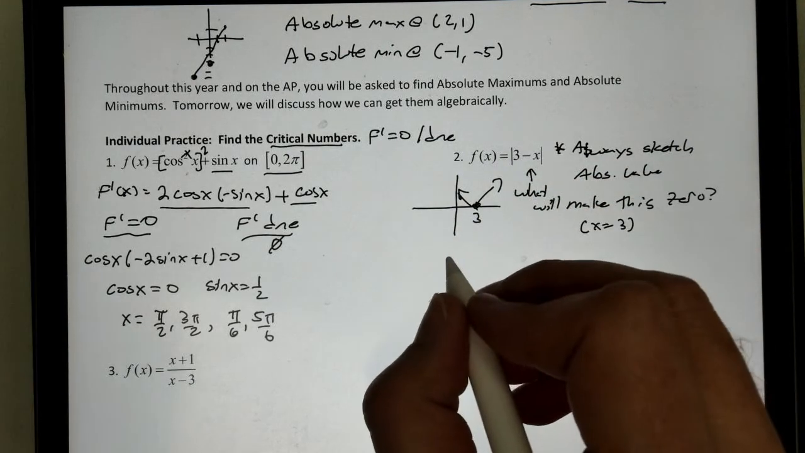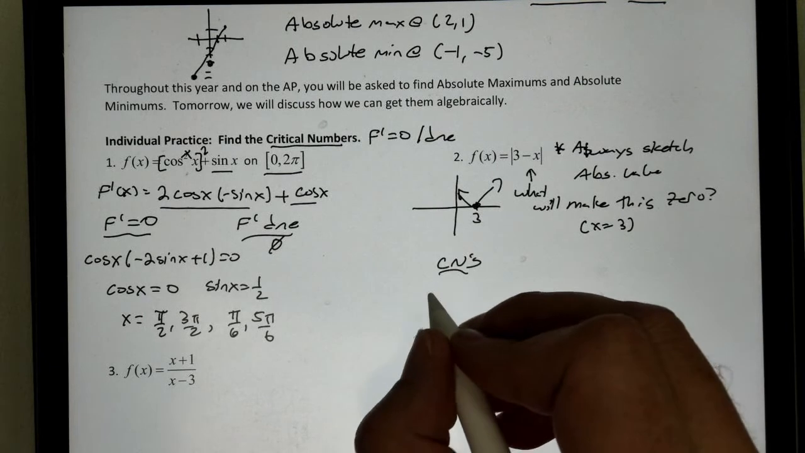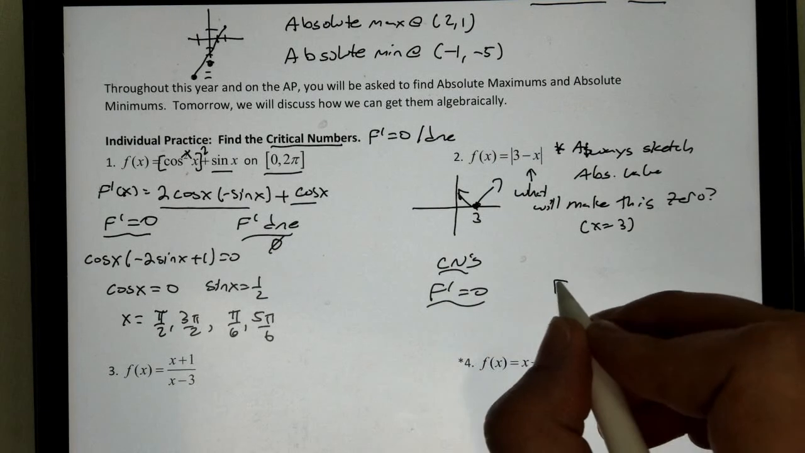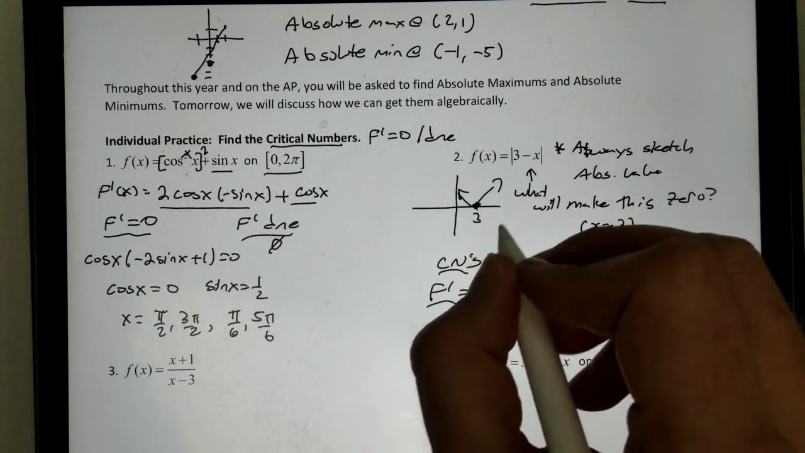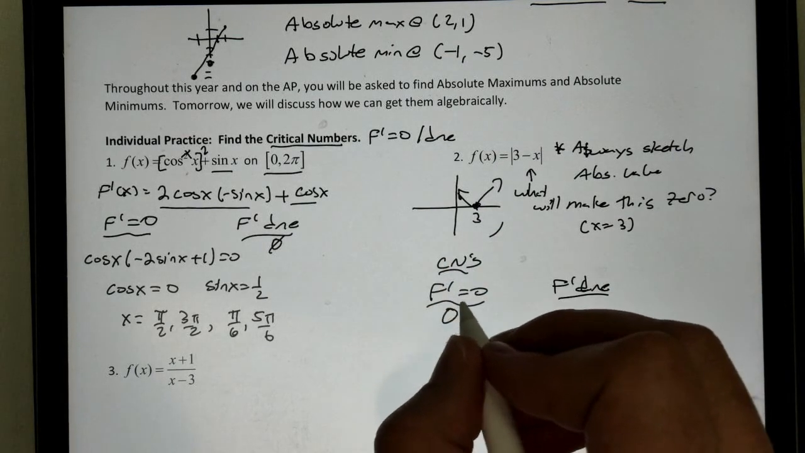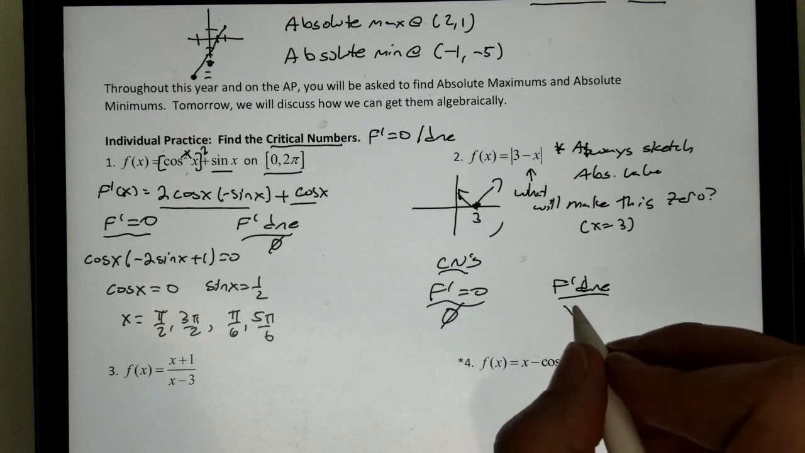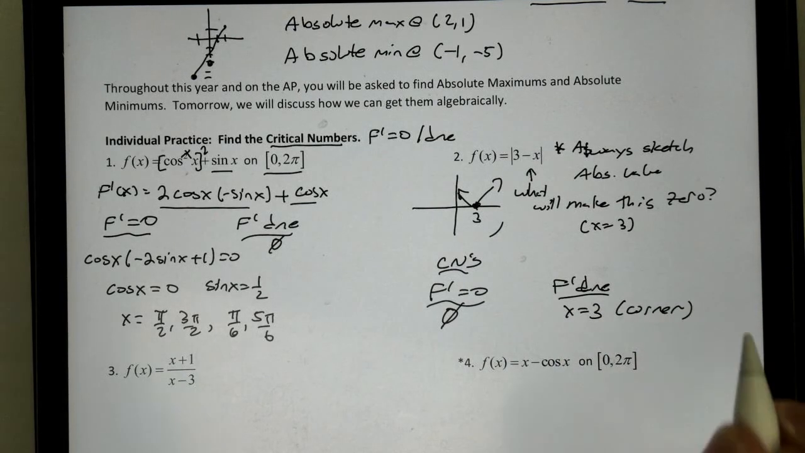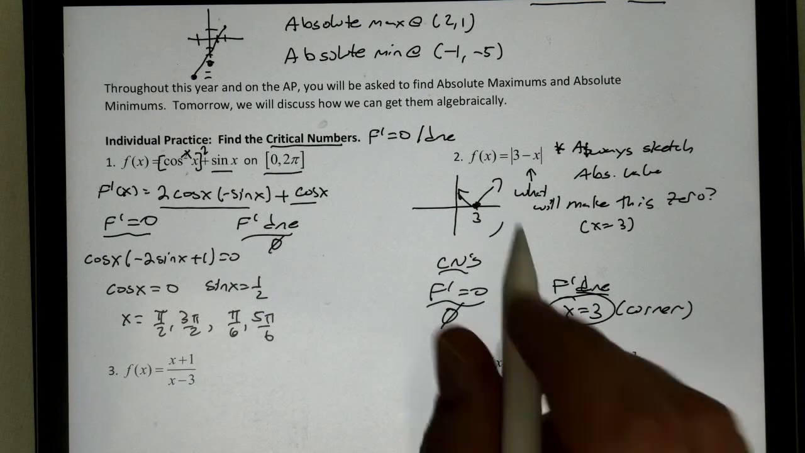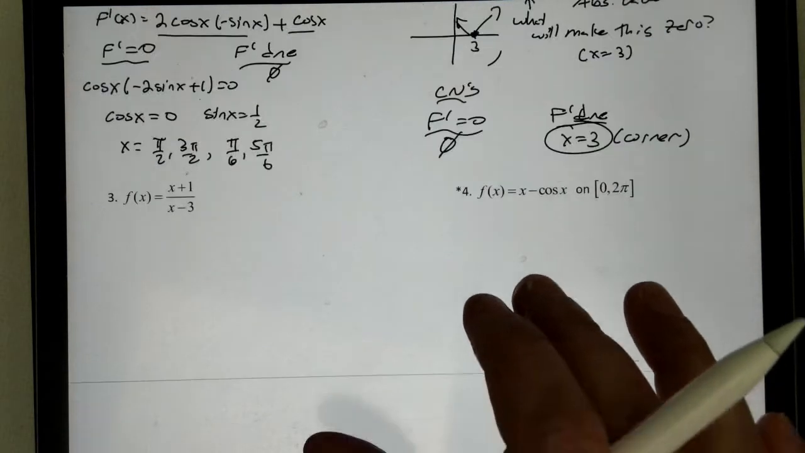So where are my critical numbers? One, where is the derivative equal to 0? Two, where does the derivative just not exist? Nowhere is there a horizontal tangent, so that's not going to happen. But notice that x equals 3 is a corner, so that's where the slope does not exist. So my critical number is x equals 3. Always graph absolute value.